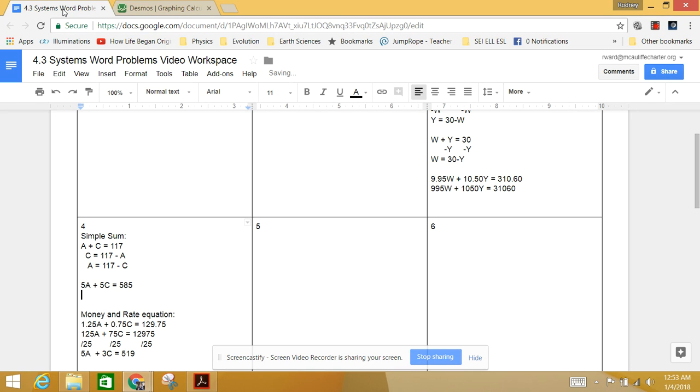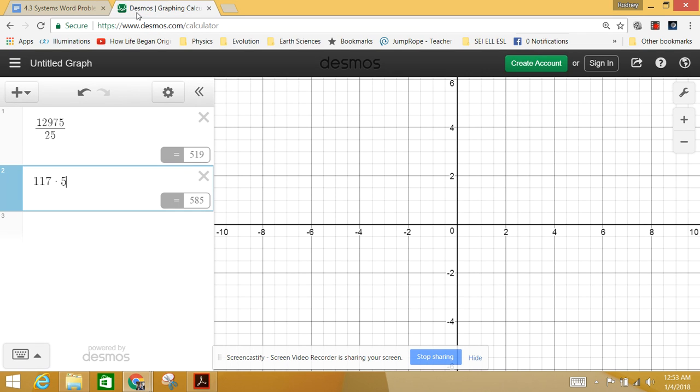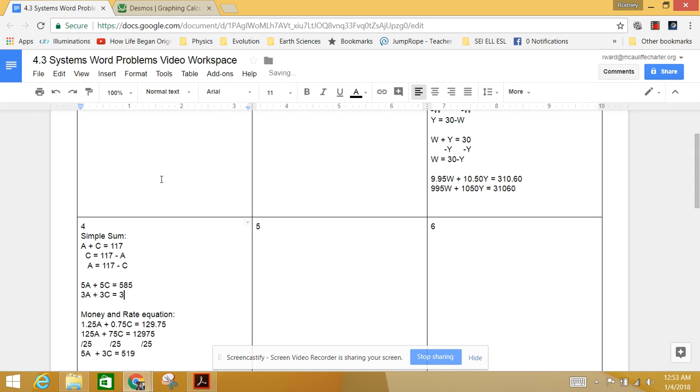Or I can scale everything up by 3 and get 3A plus 3C equals, and I'll go ahead and do the same thing, 117 times 3, I get 351. So now I have two versions of my simple sum equation, one scaled up by 5 and one scaled up by 3, that I can match coefficients with here. So I could pretty quickly start working out what A or what C is with those. I'm going to leave that there. You know what to do with your tools with systems.